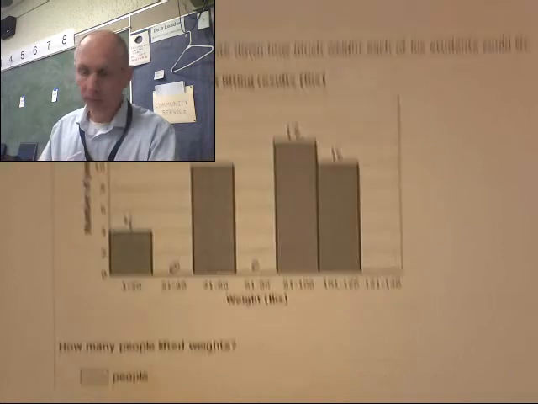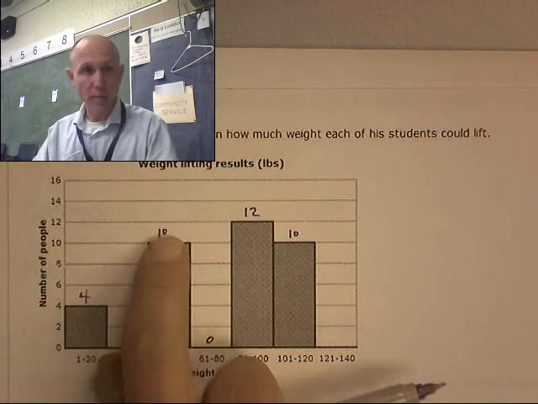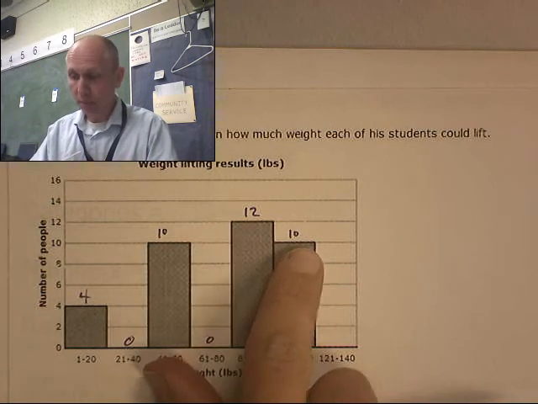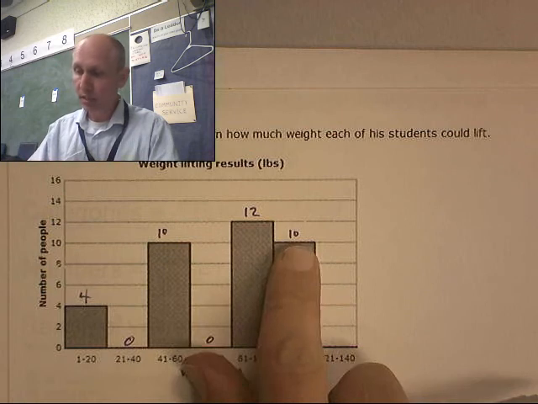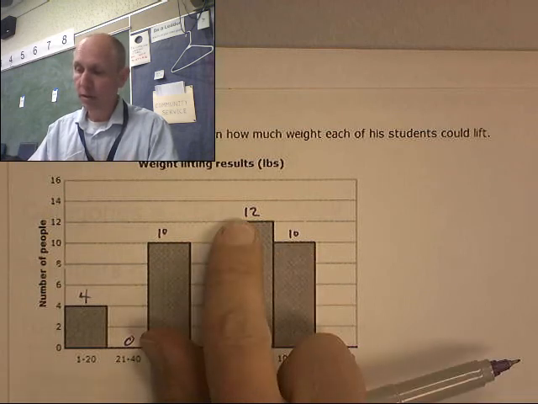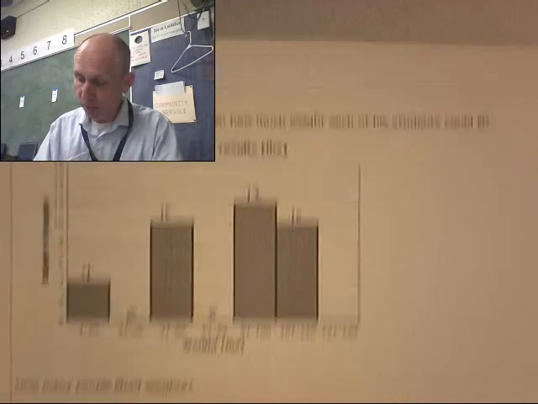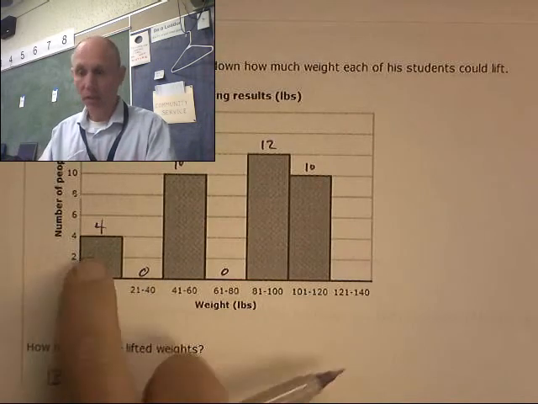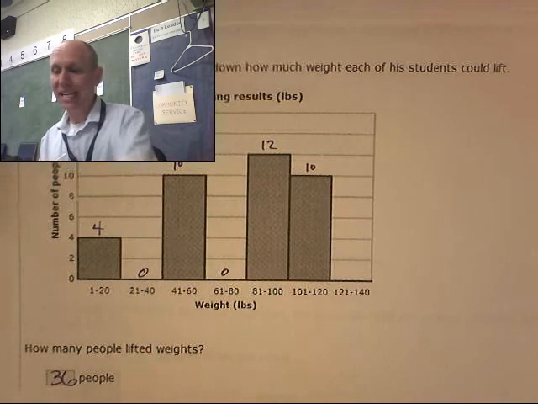Let's answer the question. How many people lifted weights? Well, I have 4 people, 10 people, 12 people, 10 people. 4 plus 10 is 14, plus 10 is 24, plus 12 is 36. 36 people were lifting weights. 36 people in his class.